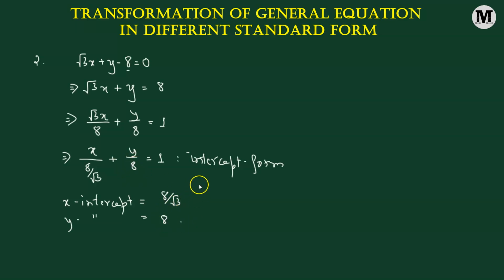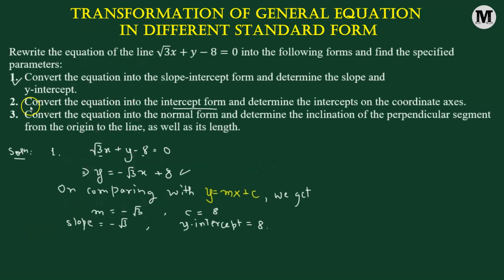So we have obtained the x as well as the y-intercept for the line given by the equation square root of 3x plus y minus 8 equals 0. Now let's move on to the third part of the problem. We need to convert the equation into the normal form, and we need to determine the inclination of the perpendicular segment from the origin to the line as well as its length.